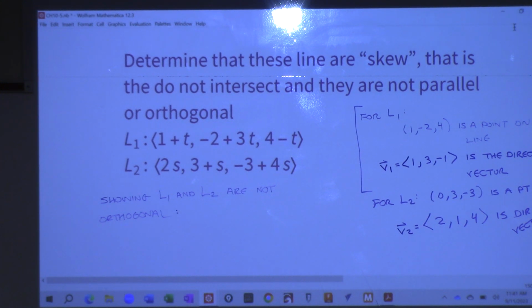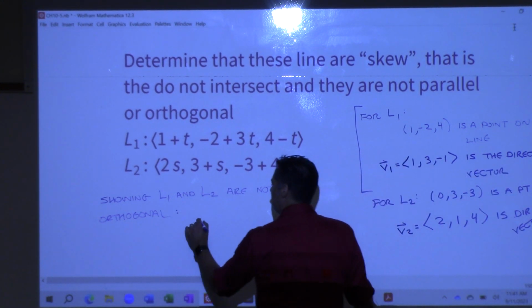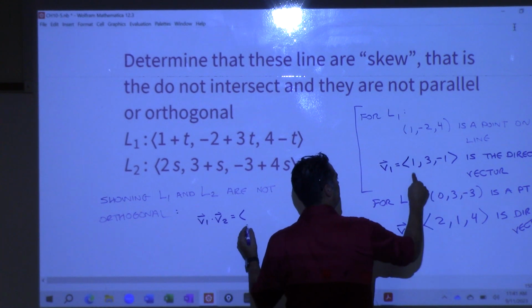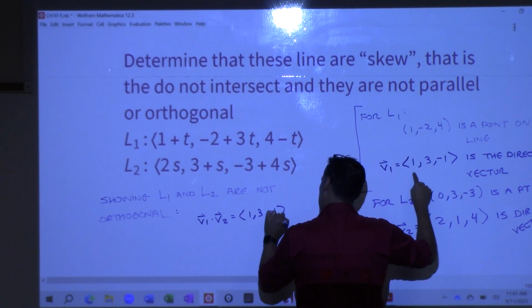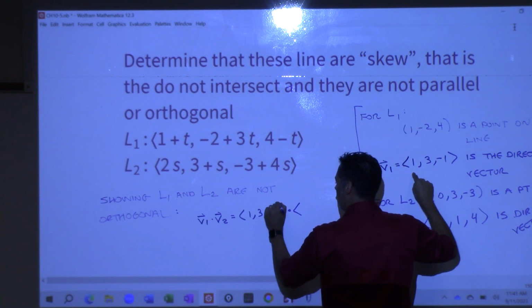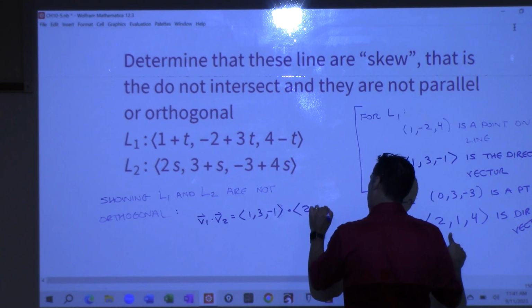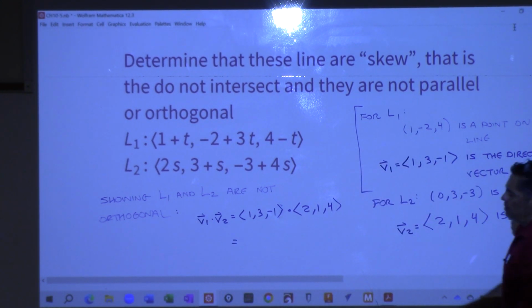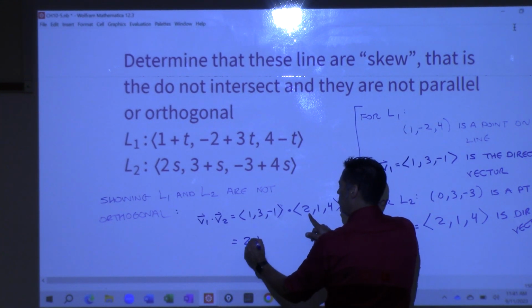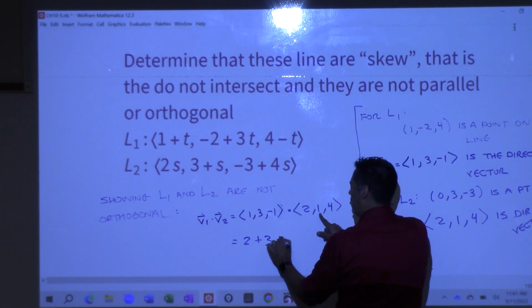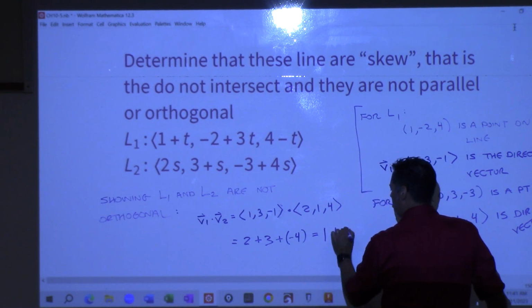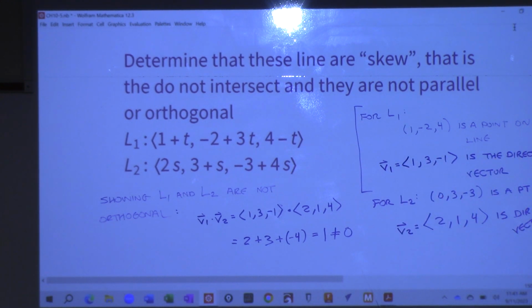So dot product, right? Okay, so now we're checking what's V1 dot V2. So I'm taking V1, which is 1, 3, negative 1, dotting it with the other one, 2, 1, 4, and we're getting, what does that come out to be? So we're doing 2 times 1, 2, plus 3 times 1, 3, plus negative 1 times 4 is negative 4, and our answer there is 1, right? And 1 is not 0, right? If it was 0, then the dot product being 0 would give us orthogonal, right? So they're not orthogonal.